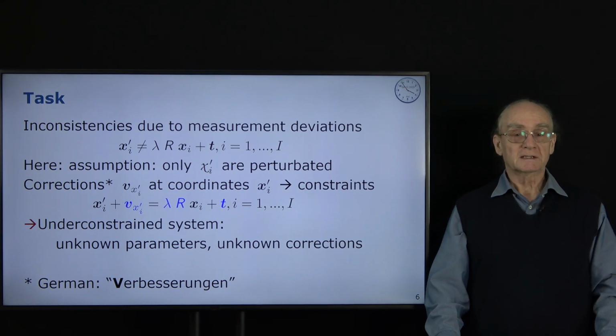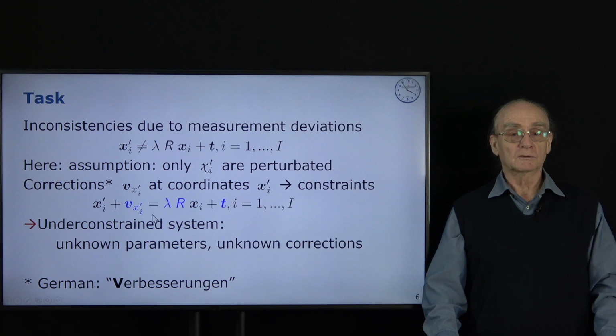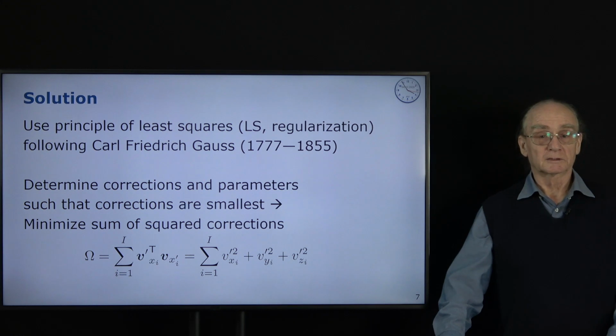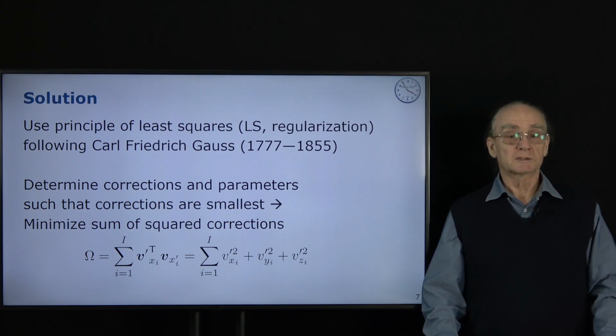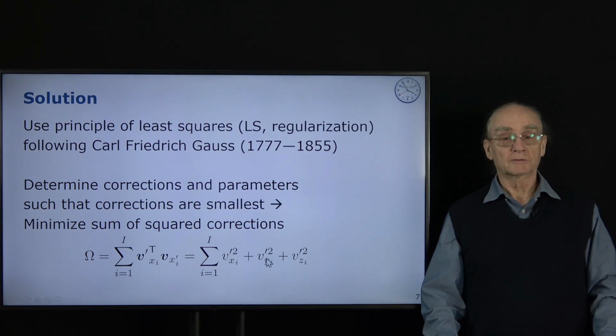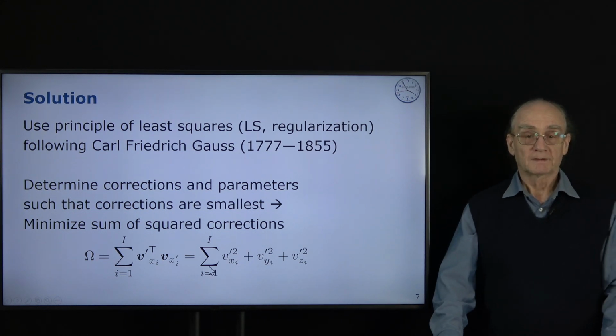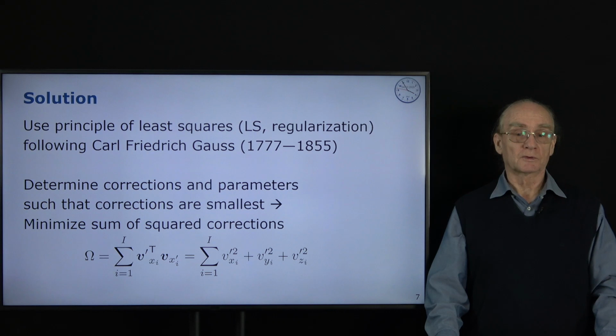Now the consequence of this setup is that we have an under-constrained system. We not only have the 7 parameters lambda, R, and t, but also all the residuals, all these corrections which we have here. So we have fewer constraints than unknown parameters. The idea to solve this under-constrained system goes back to Carl Friedrich Gauss, who proposed the principle of least squares, which you probably know from mathematics in your first course. The idea is to determine the corrections and the parameters in such a way that the corrections are smallest. Smallest in this case means if we sum the squares of all the corrections, this sum should be minimal. And this implicitly then gives the estimates for the other 7 parameters.